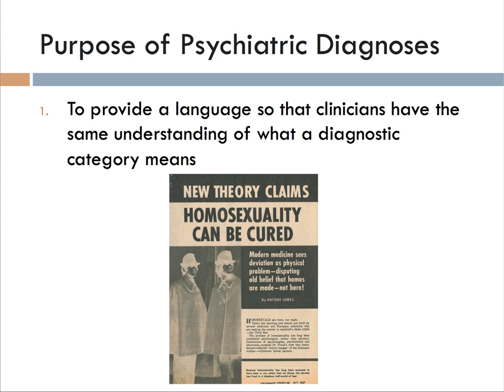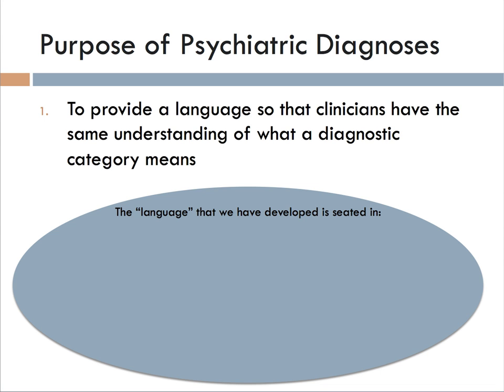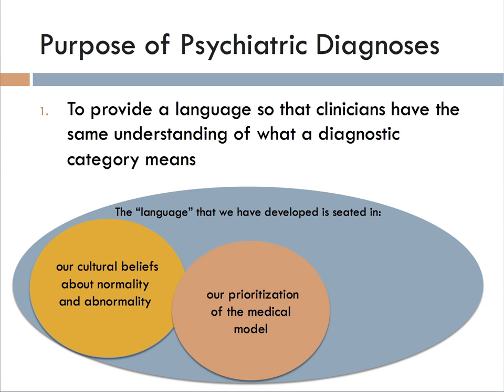And so we have to be vigilant about remembering that diagnoses are social constructions, not objective truths that reside within people. And as social constructions, we have to recognize that the language we have developed to talk about diagnoses is seated in our cultural beliefs about normality and abnormality, our prioritization of the medical model, which stresses treatment of disease first and the alleviation of the client's problems in living second, and our healthcare system.